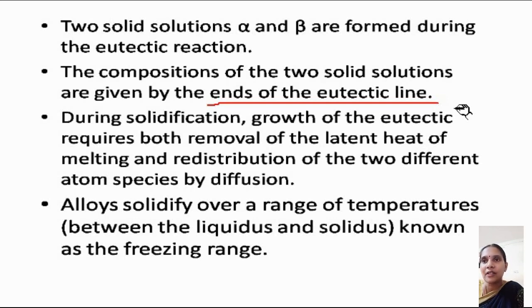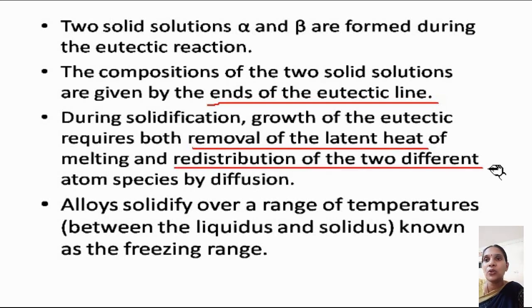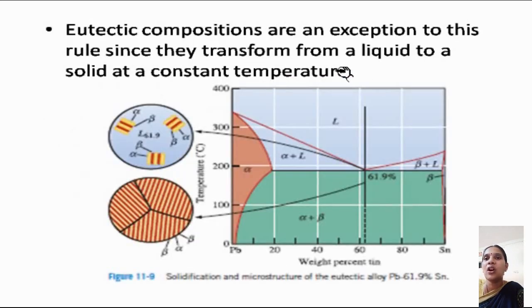Note the stark difference. The alpha phase has just 19 weight percent tin, whereas the beta phase has 97.8% tin. So in the thermodynamics of the eutectic reaction, there is not only removal of latent heat, but also redistribution of the two different kinds of atom species. This occurs by diffusion. And also note that alloys solidify over a range of temperature called the freezing range, whereas in case of a eutectic alloy, the transformation occurs at a particular constant temperature called the eutectic temperature.